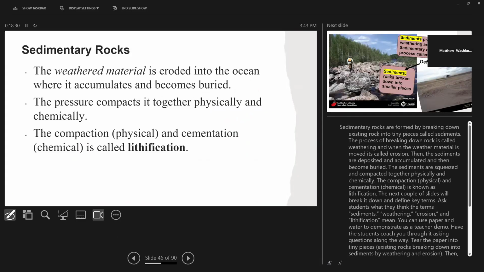So the weathered material might get eroded into the ocean where it accumulates and becomes buried. And the pressure compacts it together physically and chemically. This compaction process, right? The compaction, the joining of it, both chemically and physically, is called lithification. So write that down.